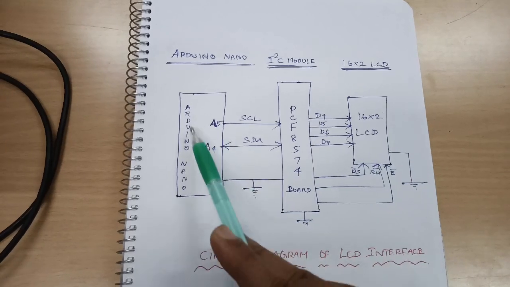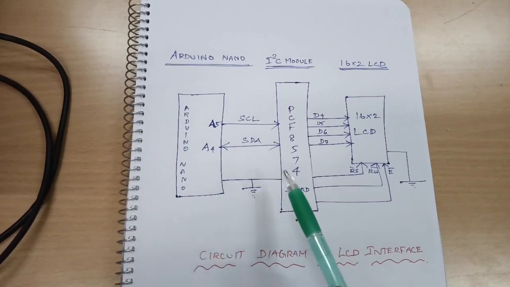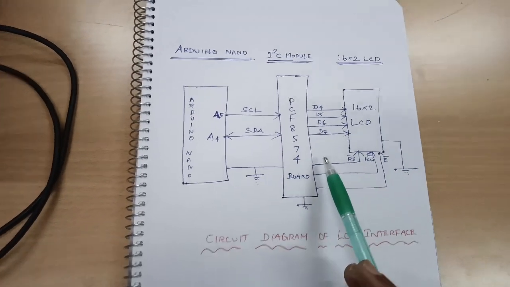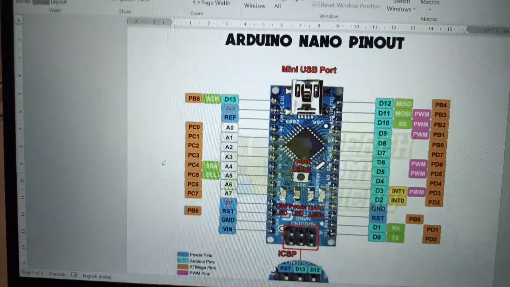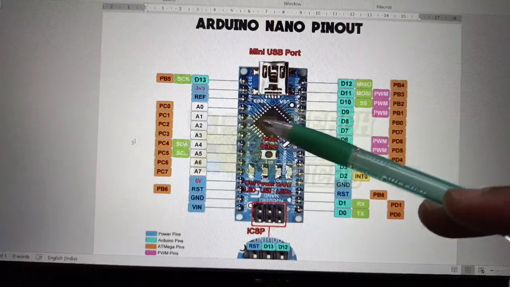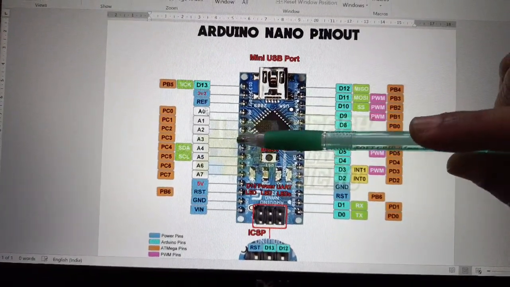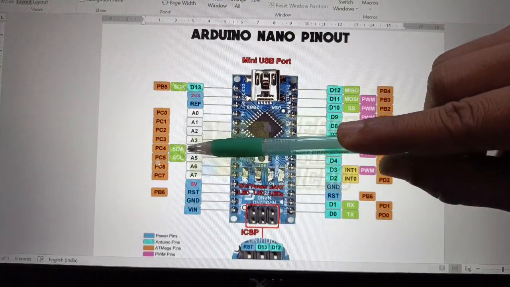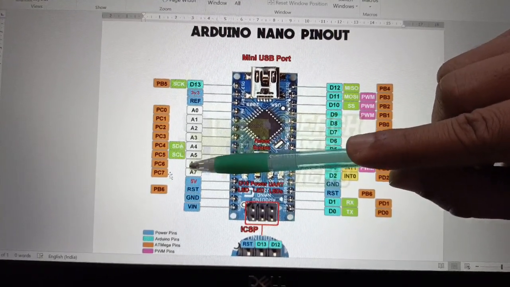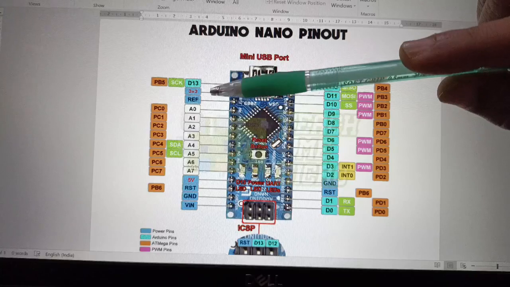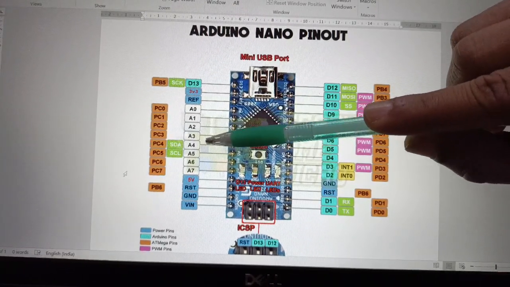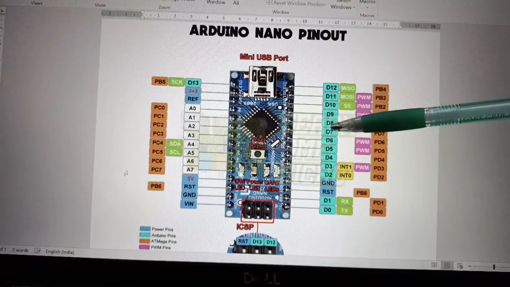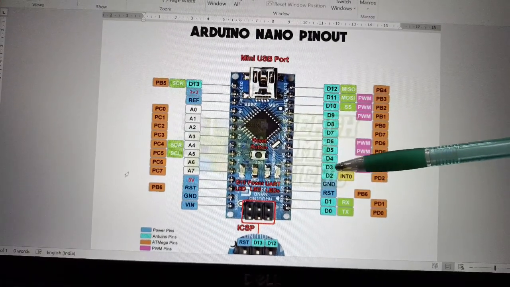So let us see the Arduino Nano pin diagram and the PCF8574 circuit diagram to understand this particular interfacing much better on the laptop. As you see here, this is the Arduino Nano pinout. If you observe carefully, A4 and A5 are the two pins on this Arduino Nano board for the I2C protocol, SDA and SCL. A4 is SDA and A5 is SCL. These A4 and A5 are taken out and connected to the PCF8574 circuit module, which is shown below now.